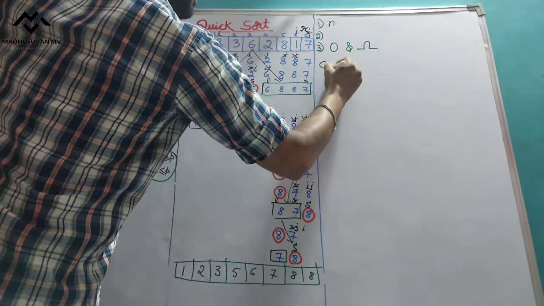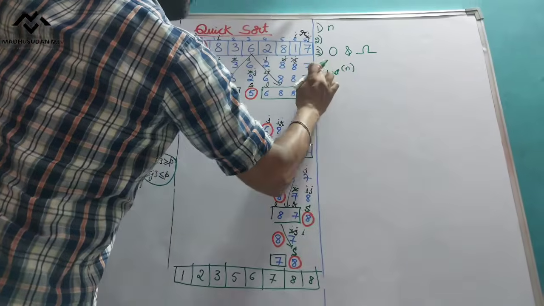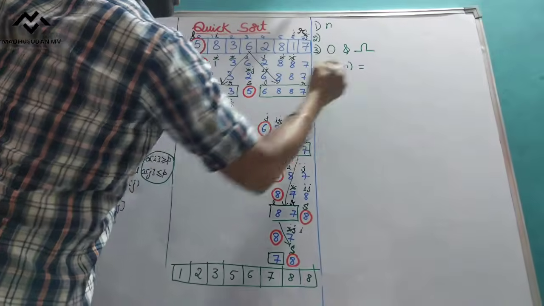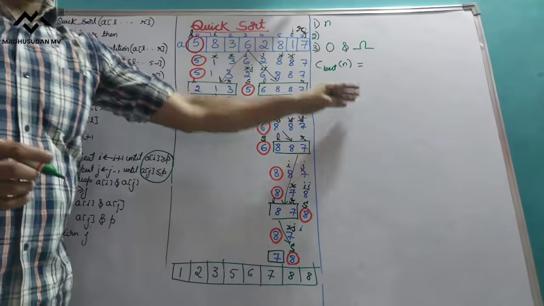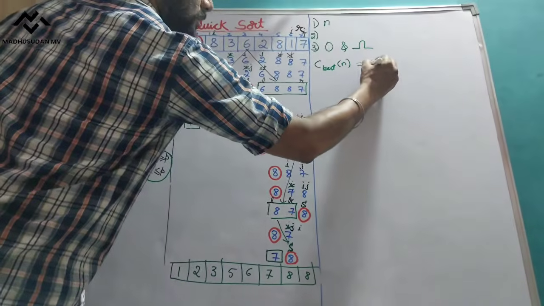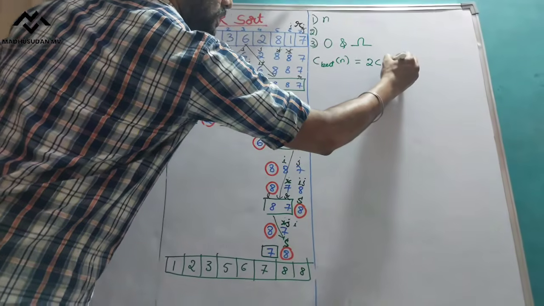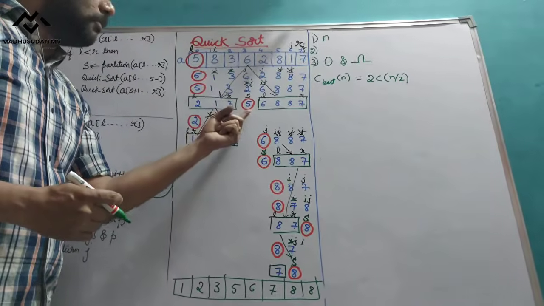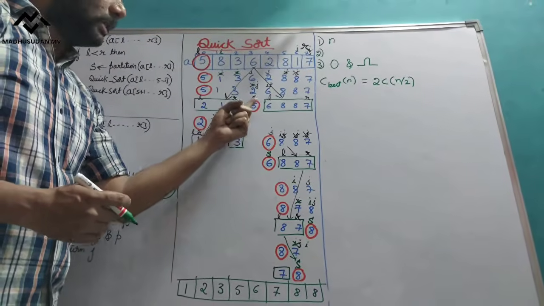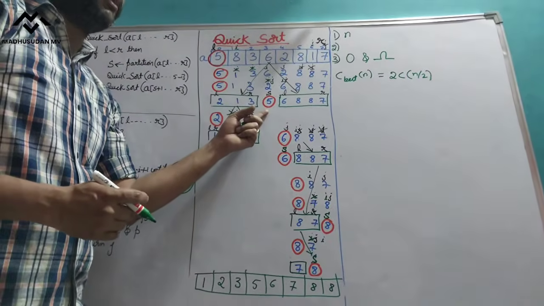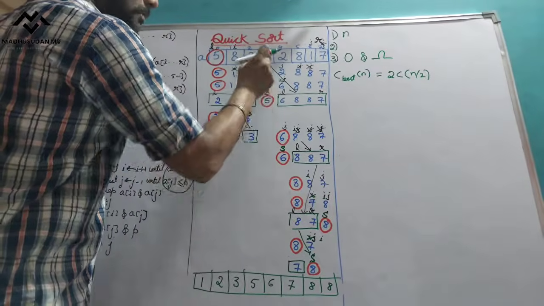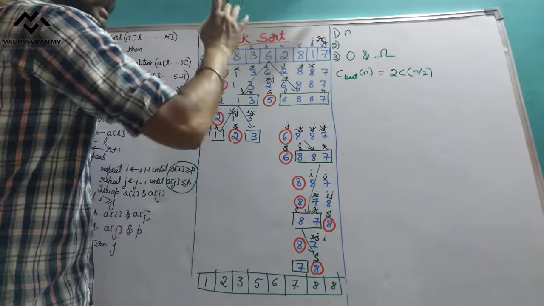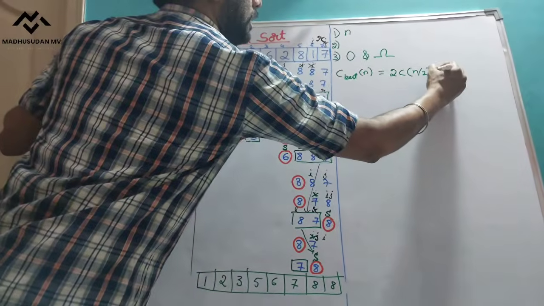C best of n, that means the number of times the comparison operation is executed in the best case, is equal to what? In the best case it divides into how many parts? 2 parts. In both the parts it is almost equal, half of n, and whenever it is split, only the pivot element is in its final position. So for one time one element is sorted, second time one more, third time one more, like that for n items, n times. So I write n.